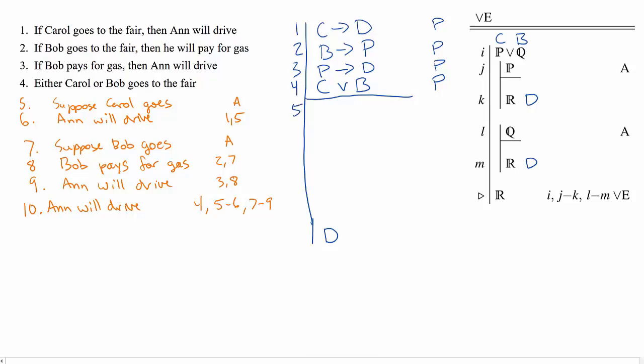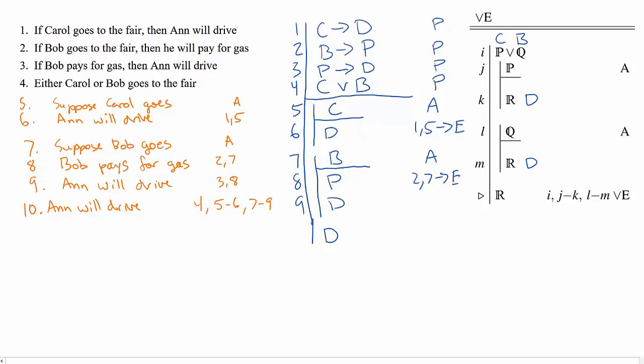So in line 5, we'll make the assumption that Carol goes to the fair, or we'll assume C, which is the left-hand side of the disjunction 4. And that immediately allows us to derive D from 1 and 5, arrow elimination. Now we let that subderivation just sit for a minute and we start a new one at the same level. This time we're going to assume the other disjunct as our auxiliary assumption. So we'll assume B, mark it as an auxiliary assumption. And then with 2 and 7, we can get P by arrow elimination. And then 3 and 8 give us D, also by arrow elimination.